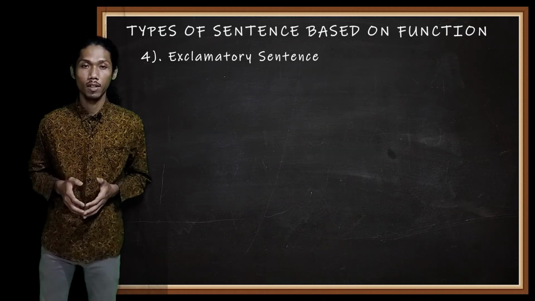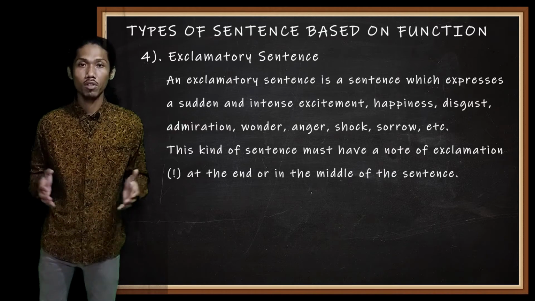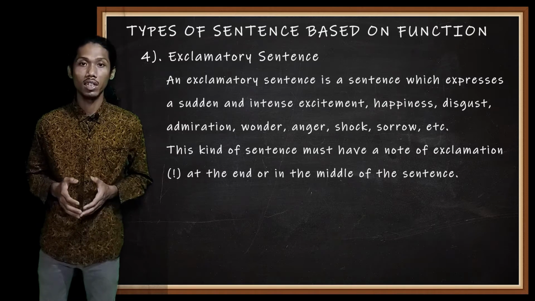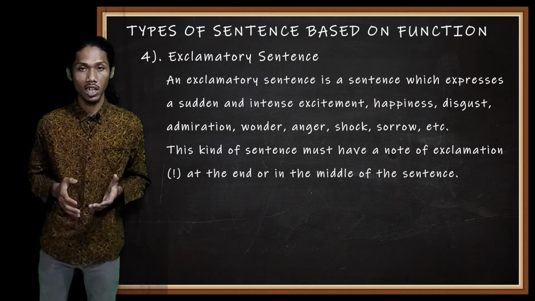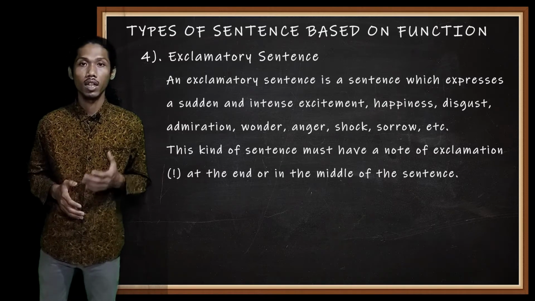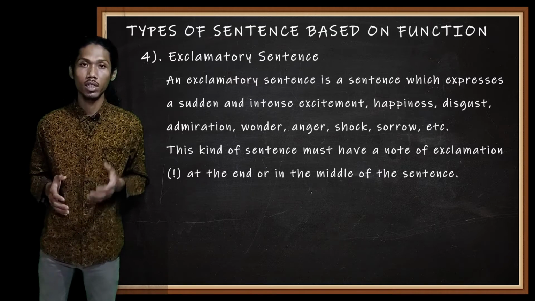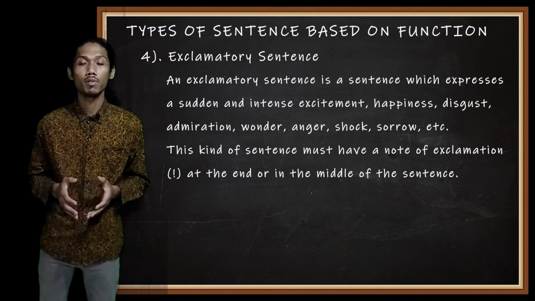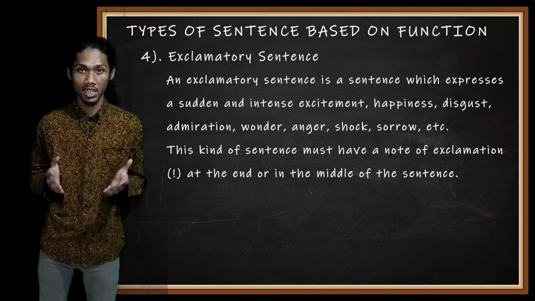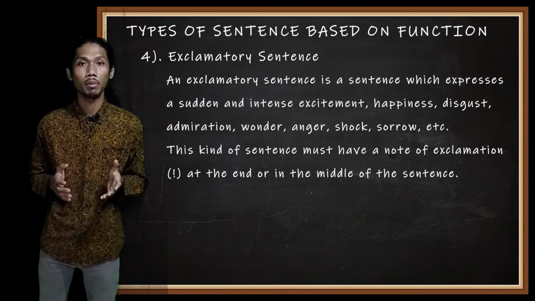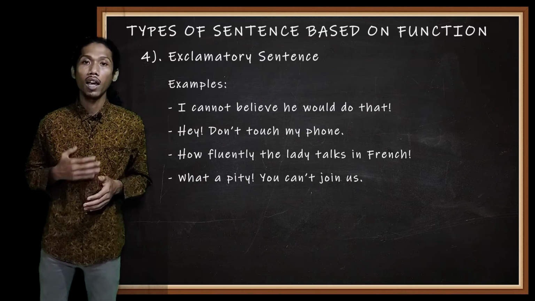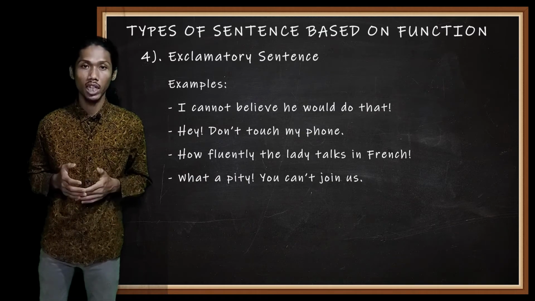Exclamatory sentence. An exclamatory sentence is a sentence that expresses a sudden and intense excitement, happiness, disgust, admiration, wonder, anger, shock, sorrow, etc. This kind of sentence must have a note of exclamation at the end or in the middle of the sentence. For examples, I cannot believe he would do that!